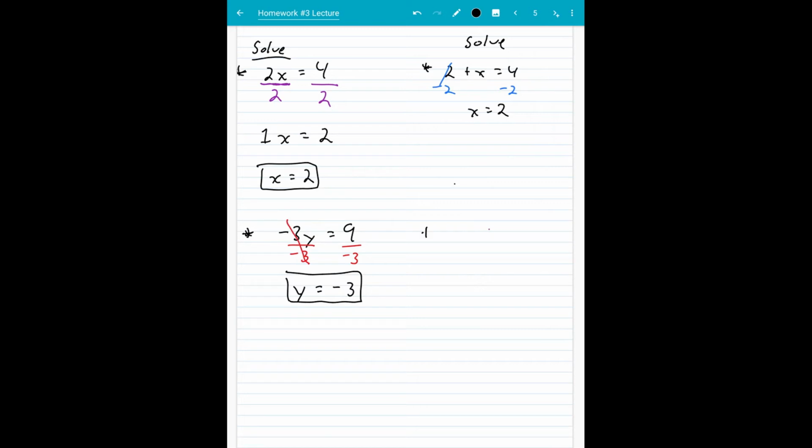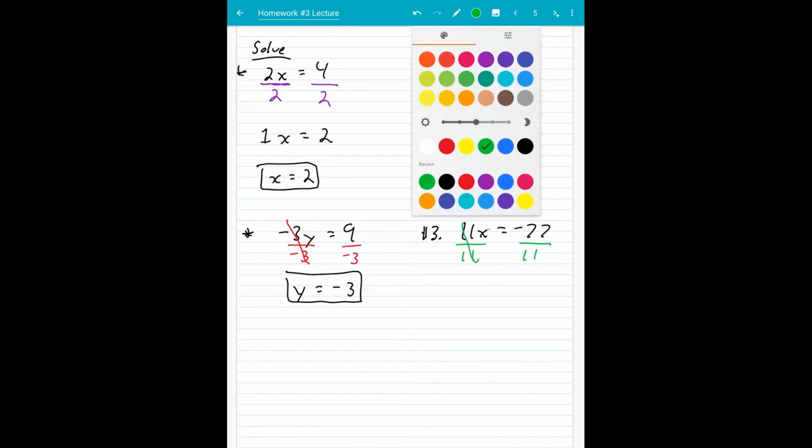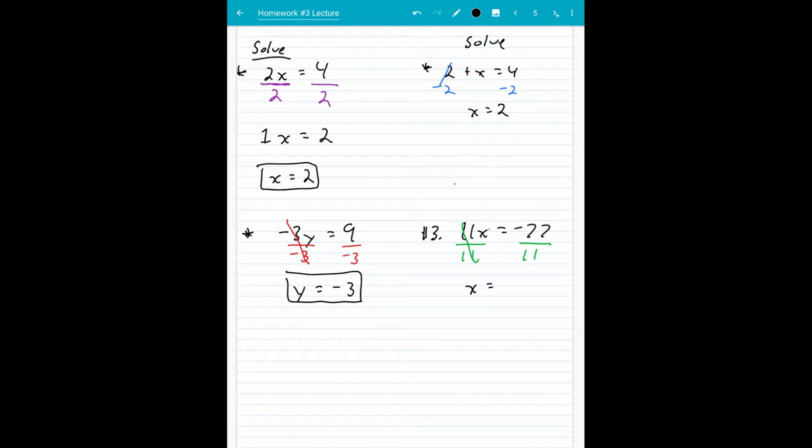So looking at number 13 in the book, it wants us to solve 11x equals negative 77. Well, in order to get the x by itself, we need to divide by the 11. So divide by 11 on both sides. Those cancel out. X is equal to negative 7. It's a negative 7 because a negative divided by positive makes a negative.